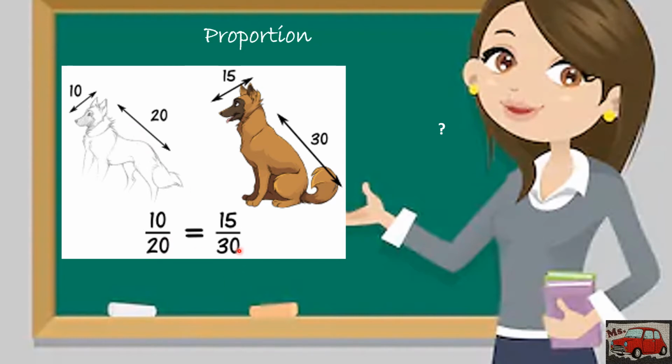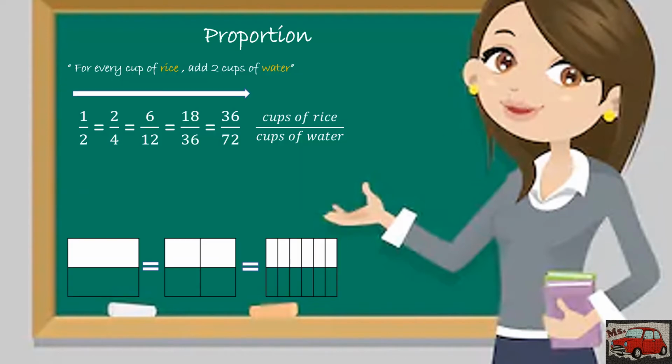So, ilan kaya yung itinaas niya? So, yung 10, minultiply mo sa 1.5 para maging 15. Tapos yung 20, minultiply mo rin sa 1.5 para maging 30. So, yes, pantay sila, proportion sila. Okay? Okay, so let's have another example.